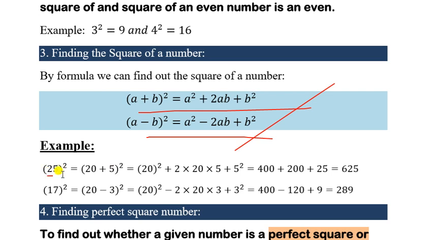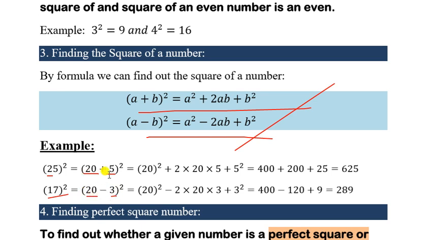For example, I have chosen 25. 25 square. Remember that when any number is given to you, you first have to express your given number as the sum of two numbers, and one number must be a multiple of 10. That's why I have chosen 20 and 5. 20 plus 5 is 25. At the same time, see here 17. I have written 20 minus 3.